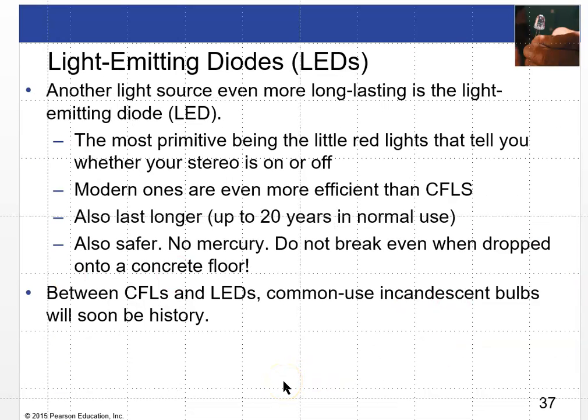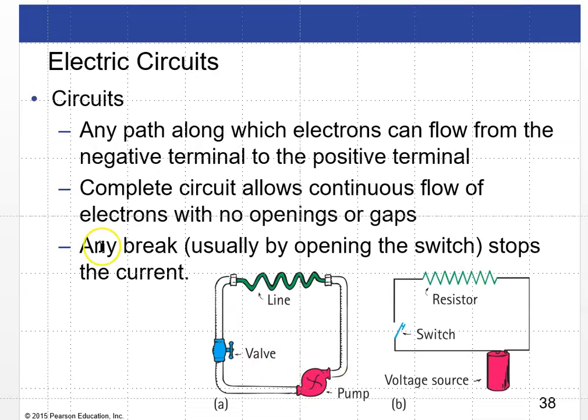Now, a much better option is LEDs. These are the most modern form of lighting. They've been around for dozens of years, if you look at your little computer lights that tell you when your hard drive is running or when your stereo is on or off. The modern ones are much more powerful, and they're much more efficient as light sources than CFLs. And they last longer, up to 20 years in normal use. They're safer. There's no mercury. They're rugged. They don't break even when you drop them onto a concrete floor. Between CFLs, LEDs, and common incandescent bulbs, you would be much better off. If you have a choice, get LEDs. You'll be much better off.